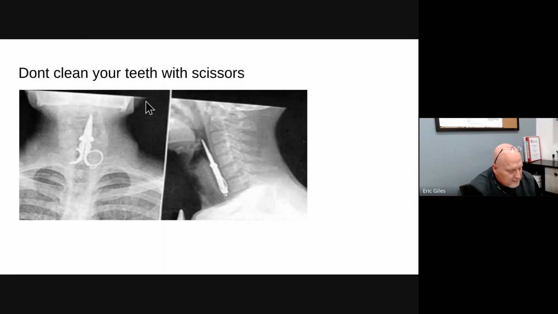Okay, this fellow or lady, I don't know what it was, was cleaning their teeth with some scissors. And how do you accidentally swallow a pair of scissors? I don't understand it, but anyway, this guy swallowed a pair of scissors and it's caught in his esophagus. I would guess that they went in there and pulled that out surgically. I don't think that's going to pass anywhere. Yeah, just be careful what you clean your teeth with.